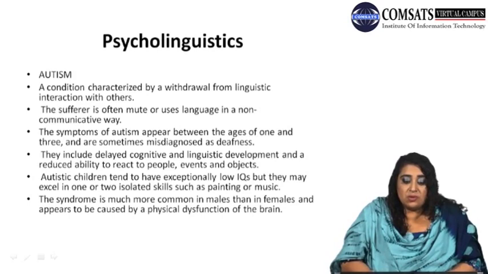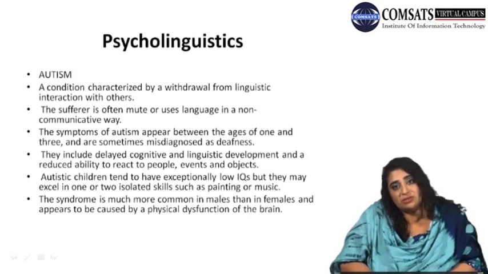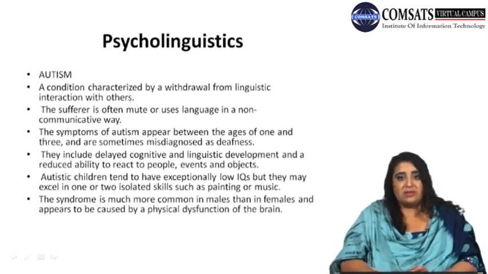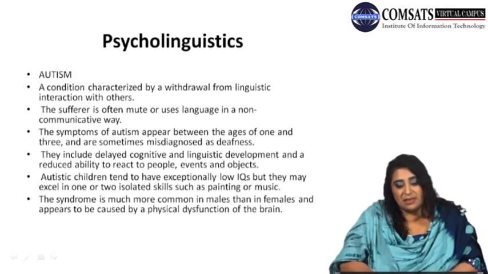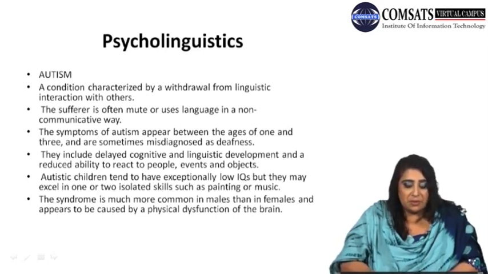The syndrome is much more common in males than in females and appears to be caused by a physical dysfunction of the brain. So ये syndrome ज़्यादातर male children में ज़्यादा है female children के निस्बत. Females में कम होता है, males में ज़्यादा होता है. और ये एक physical dysfunction जो है आपके brain में उसकी वजह से होता है. Like it is a brain disease. Some physical dysfunction of the brain causes it, the males to be affected more than the females.